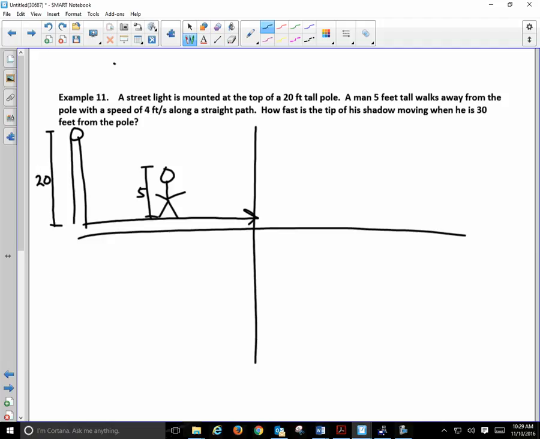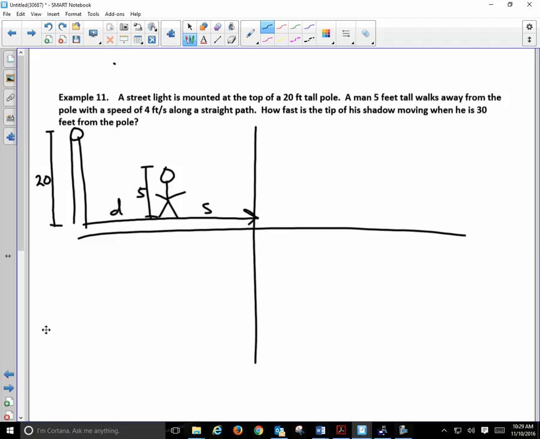Do you think the length of his shadow is changing? Yeah. Do you think his distance from the pole is changing? Yeah. So I'm going to call that D, and that S. D for his distance from the pole, S for the length of his shadow. Now we do know that D currently is 30, but we don't know the length of his shadow. We don't know the rate at which the shadow is moving away.